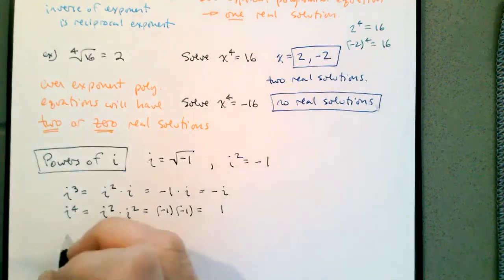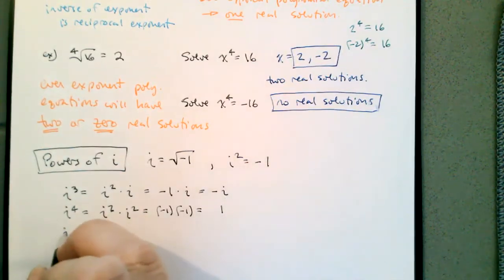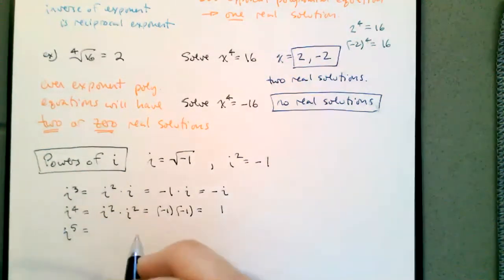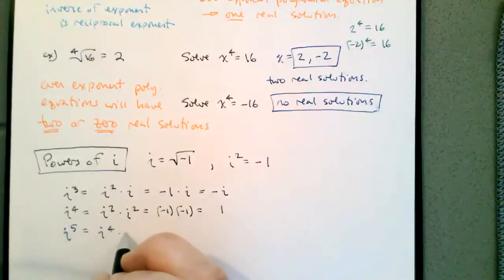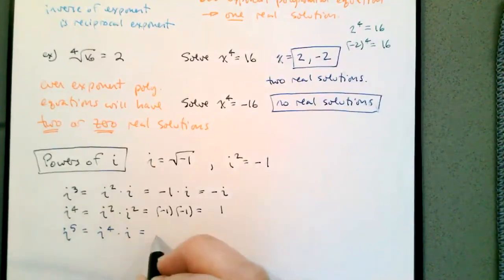If we take i to the fifth, that's just an i to the fourth times an i. And i to the fourth is equal to 1.